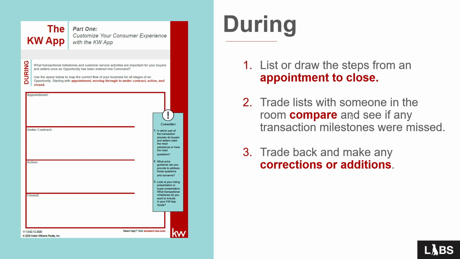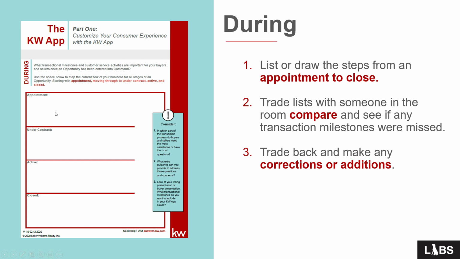All right, welcome back. Hopefully you got all of your before items entered into your guide. Now we're going to go to the next page of your handout, which is the during portion. What I'm going to ask you to do now is list or draw the steps from an appointment to close. In the last step, we went over the things that we do up to the appointment. Now in this step, we're going to list the things that we would do from the appointment all the way to closing the transaction. So in the example on the list here, you see, okay, we've got appointment.